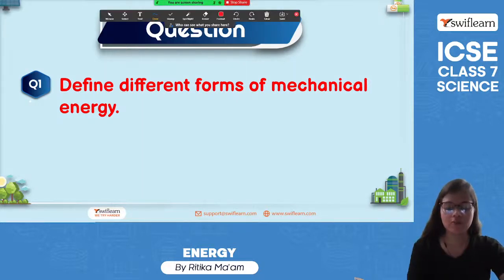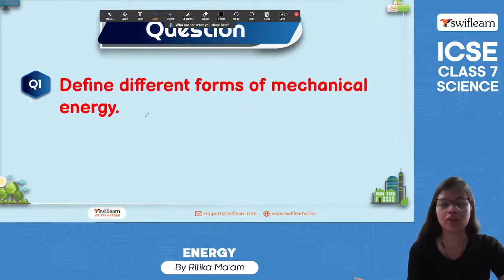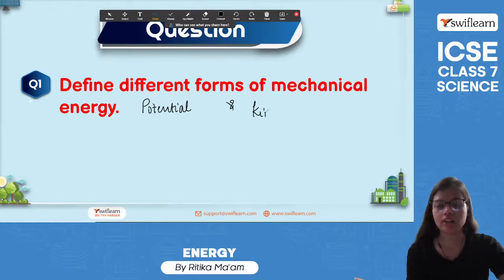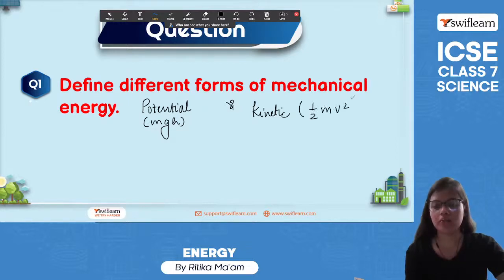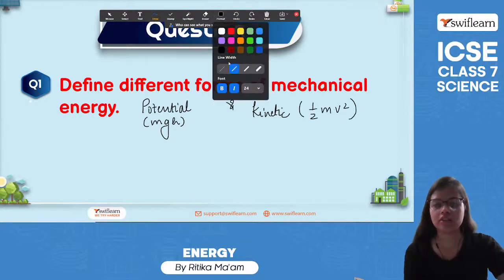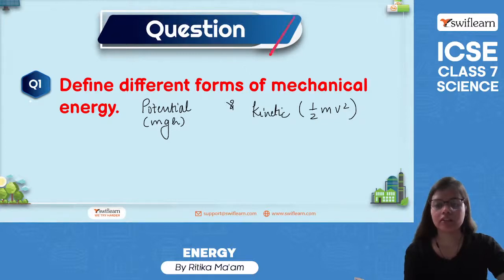So, different forms of mechanical energy. We have 2 different forms of mechanical energy. One is the potential energy, and second is the kinetic energy. Potential energy is mgh, and kinetic energy is half mv square. So these are the different types of mechanical energy.